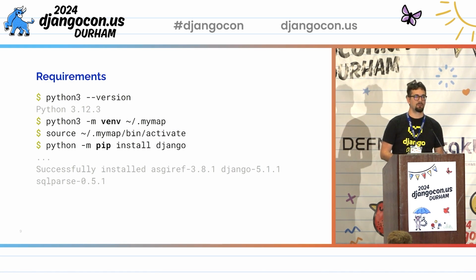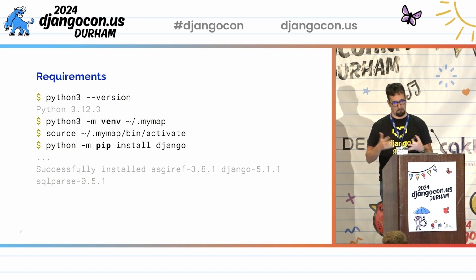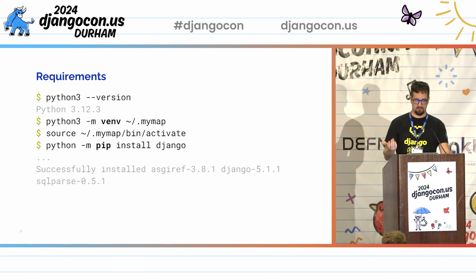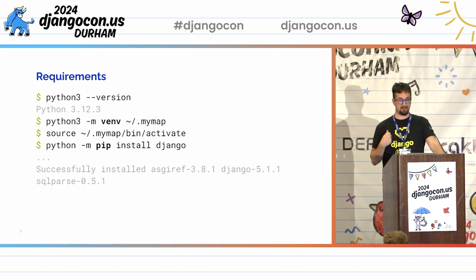So we can start from the requirements of our project. To create a Django project, we need a stable and supported Python version, and a virtual environment where we can install the latest version of Django.